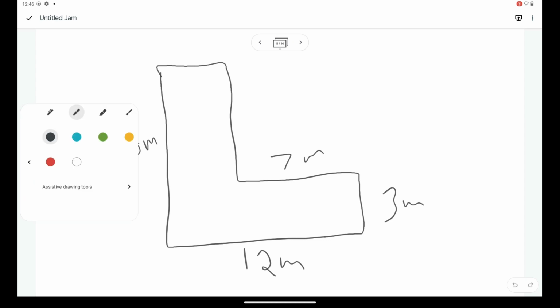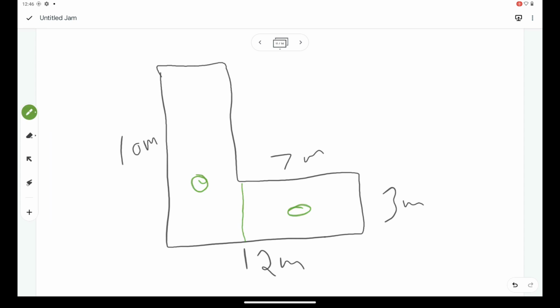So I'll give you an example here. You got asked to calculate the area of the following shape. Now, one way we can do this is by splitting this into several shapes. What you'll notice, if I was to draw a line here, this is actually two rectangles, one here and one here. So we can calculate the area of both individual rectangles and then add them together to work out the total area.